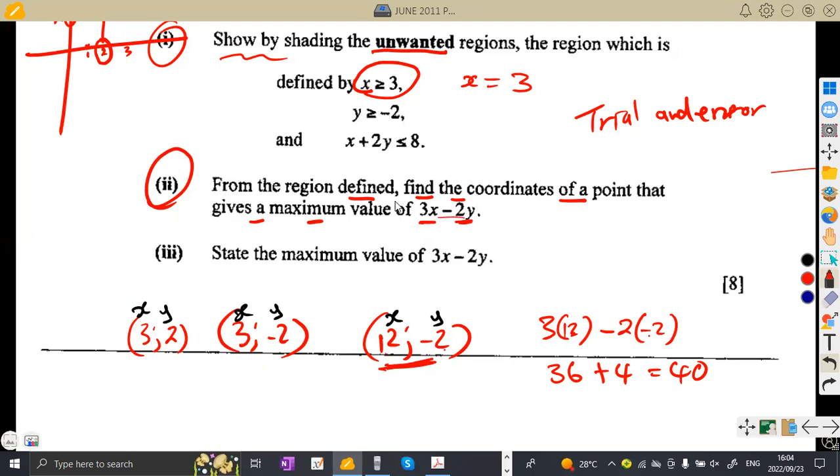So you can't write this point without knowing the answer for the maximum value. The point here was 12 minus 2. And what is that maximum value now? State the maximum value. This is the one that we got here, which is 40. So our maximum value was 40 because we already calculated it, so we're just writing the answer there.